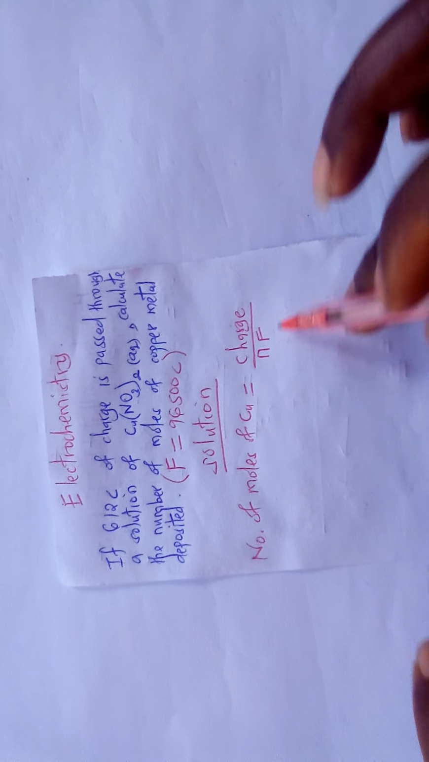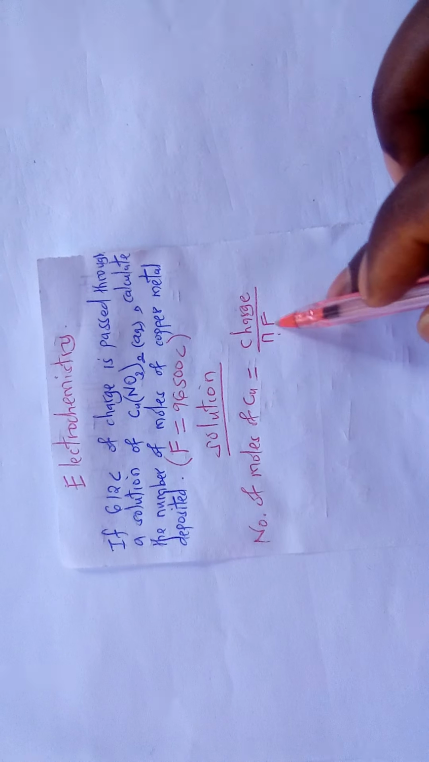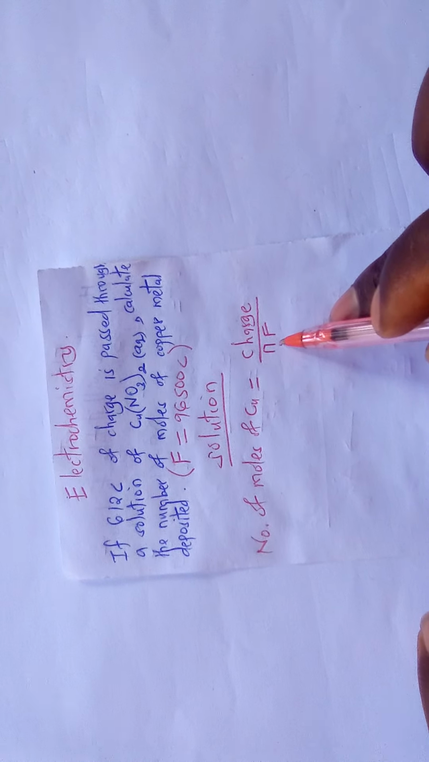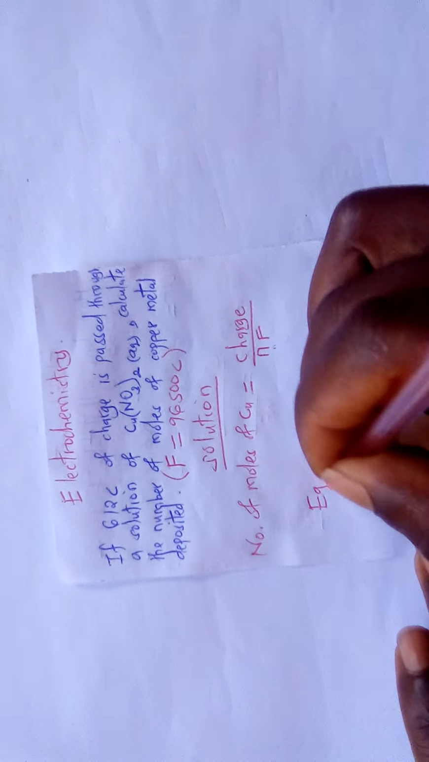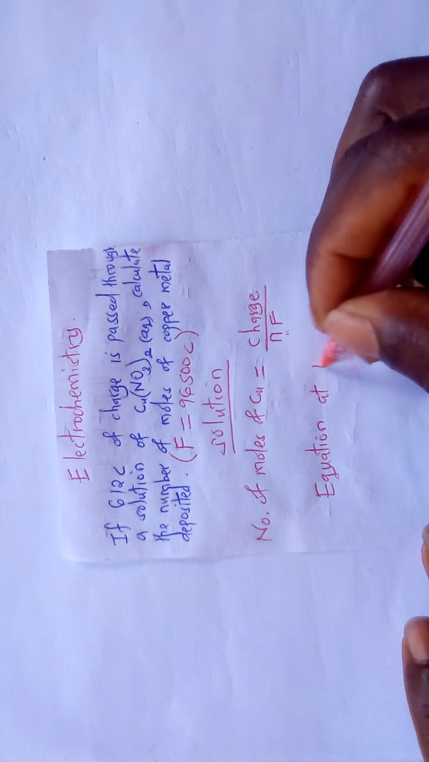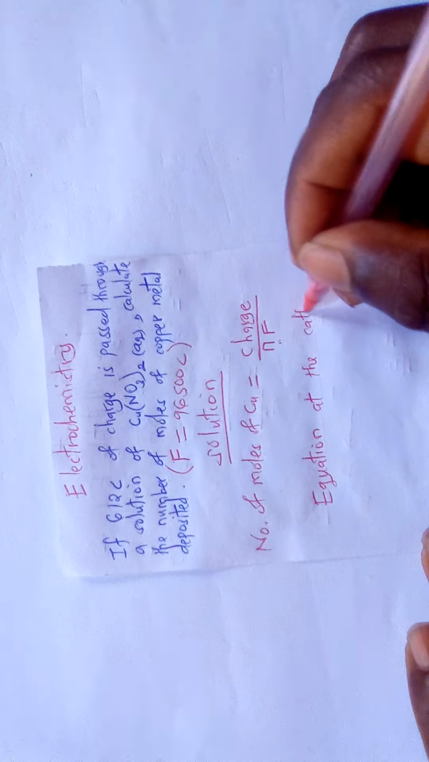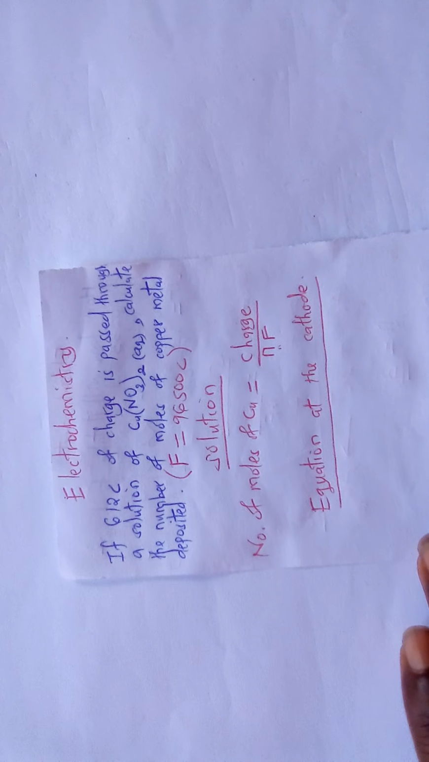So my first step is to calculate n, and as I've told you, to calculate n you are supposed to get the equation at the cathode. So you'll come here and write the equation at the cathode. Now, how will I get the equation at the cathode?